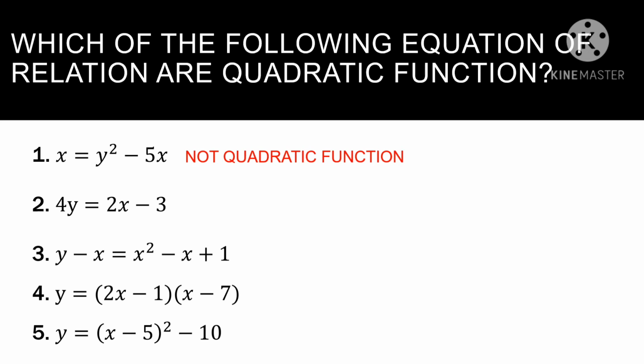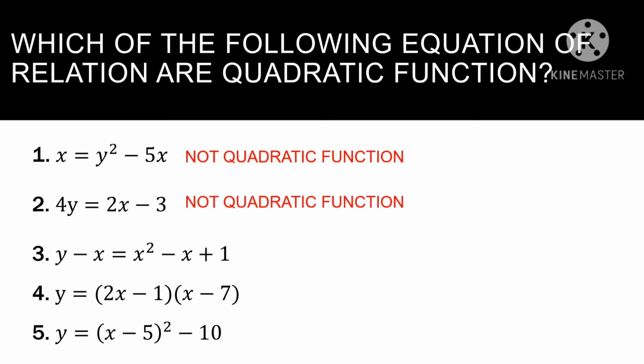Okay, how about the second, given 4y equals 2x minus 3. We have to look at the exponent of the variable x. The highest exponent of the variable x is 1. If we recall, based on our previous discussion, the exponent of the independent variable must be 2. The highest exponent of the independent variable is 2. So obviously, number 2 is not a quadratic function.